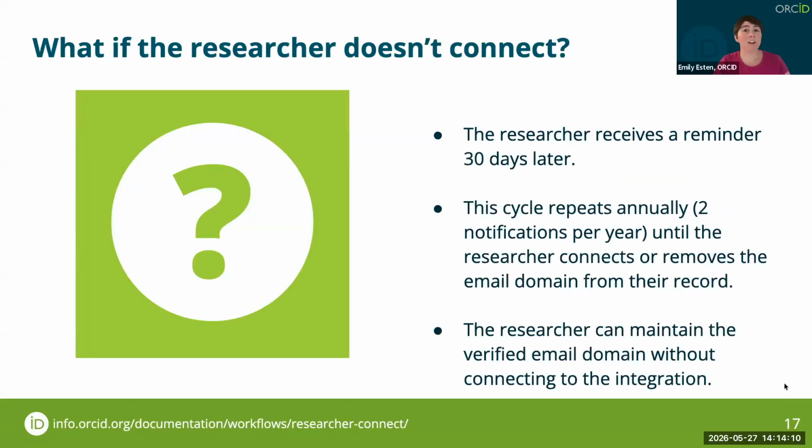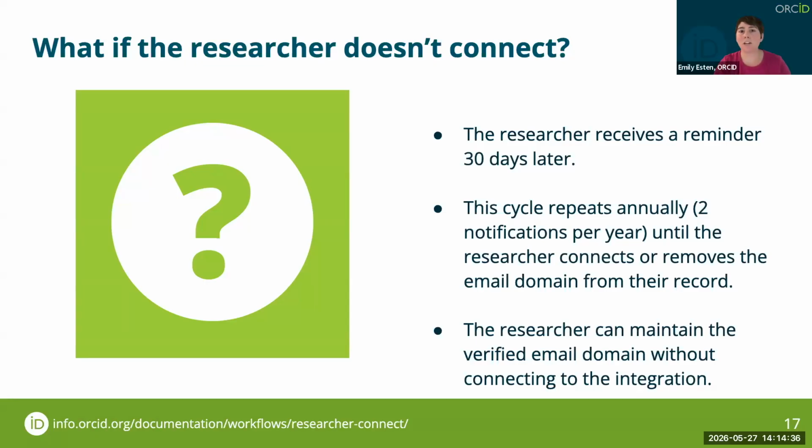So let's say a researcher has received that notification, they go to that landing page, but maybe they're in the middle of something else, they had some questions, they didn't have time to do it. No worries, we track that they didn't connect, and what we'll do is send them a reminder 30 days later, the same information, letting them know that they should still check out the landing page and see if they can connect. And this cycle repeats annually.